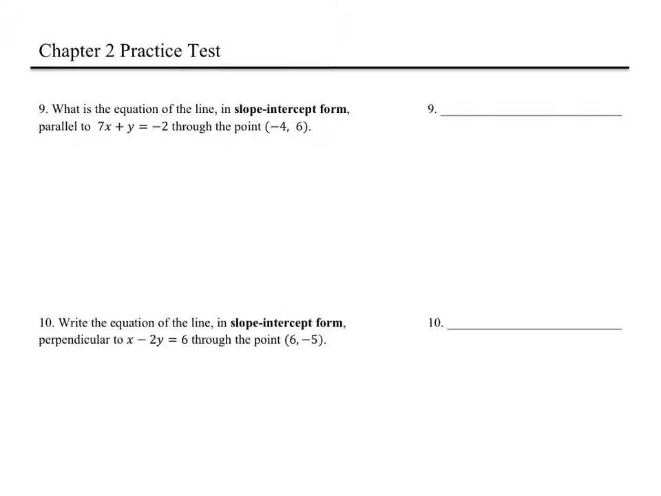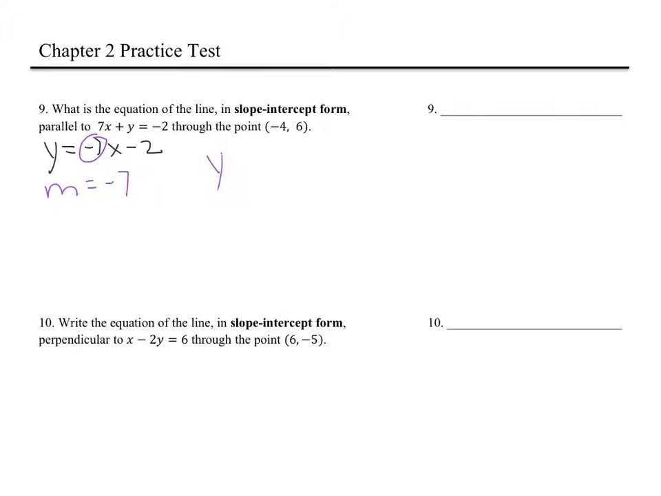So here, what's the equation in slope-intercept form? That's y equals mx plus b. That goes through that point and is parallel to this. So first I'm going to solve for y for my equation. So this would be negative x minus 2. I only care about my slope. I have to think, if it's parallel, what's my slope going to be? Parallel means same slope. So my slope will still be negative 7.